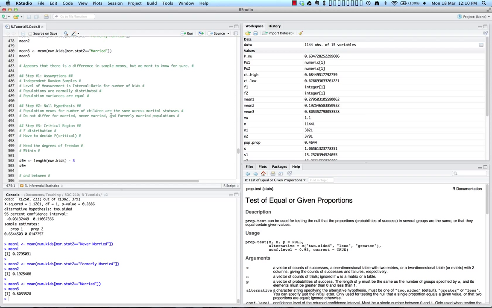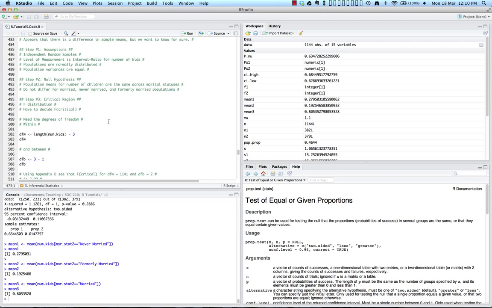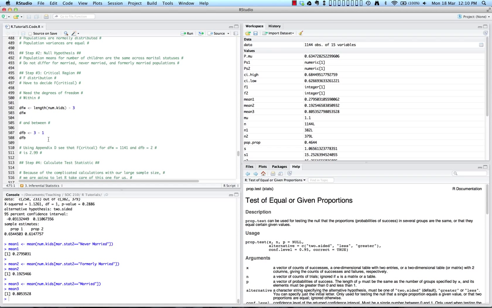Now in step number 3, we're going to indicate our critical region on our distribution. Here we're going to be using our F distribution because we're doing an ANOVA test. And we also have to decide on our F critical. For that, we need our degrees of freedom within and our degrees of freedom between.